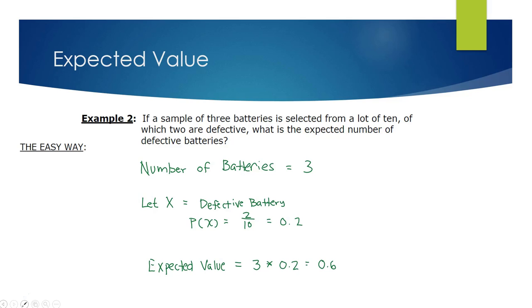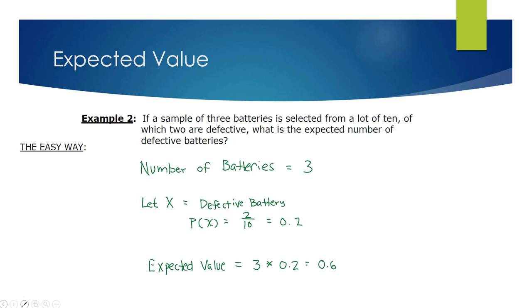Now, is this entirely accurate? It's kind of hard to say, because technically I'm choosing these batteries without replacement. I'm not going to point to the same battery all 3 times, because then I would have a possibility of having 3 batteries that are defective. But for this circumstance, I know the overall probability, because 2 out of 10 are defective on average.